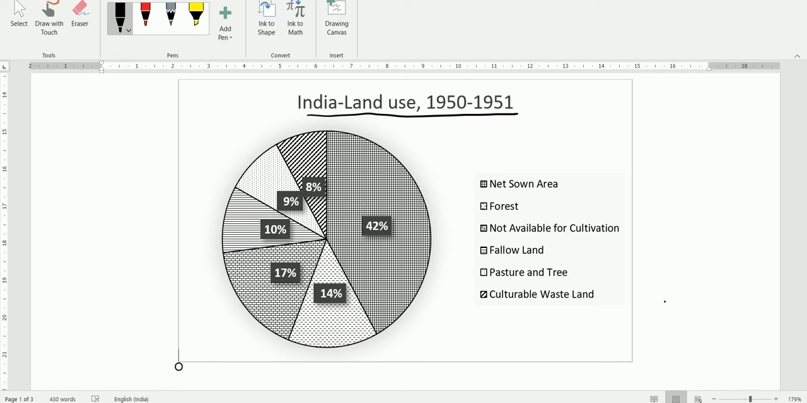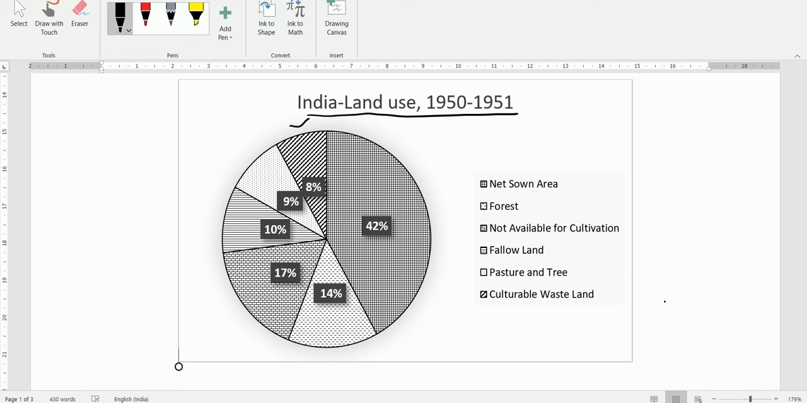And see, first you may start from the smallest one. Okay, say we may start from the smallest value, say from 8. You may start from here. First draw a circle of any size.